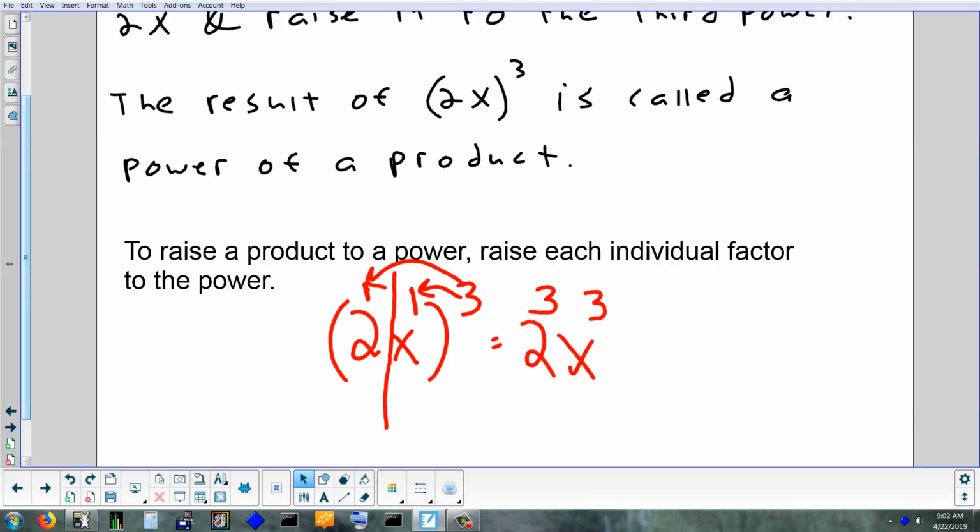Again, keep the base. That's why I wrote the 2x right away before I did anything else, because that's not going to change. The only thing that's changing is the exponents. Again, even though it's not written there, any number or variable that doesn't have an exponent written is always to the first power. That's why I put a 1 there and a 1 there. Treat them separately. 3 times 1, 3. 3 times 1, 3.